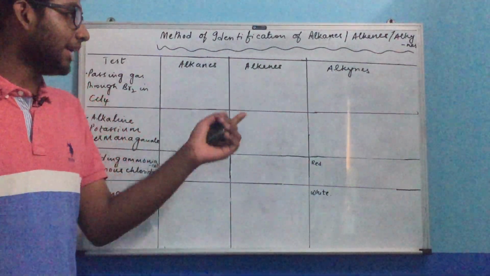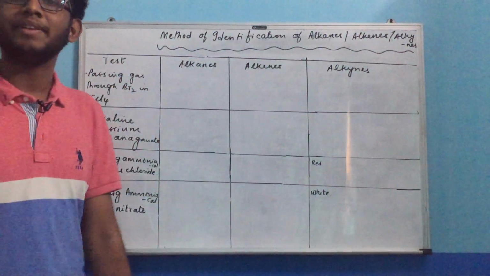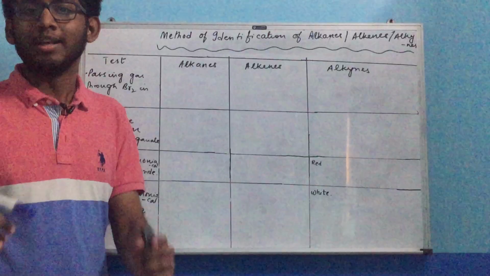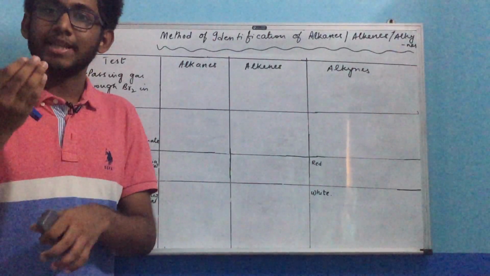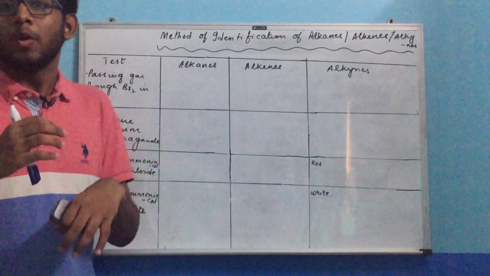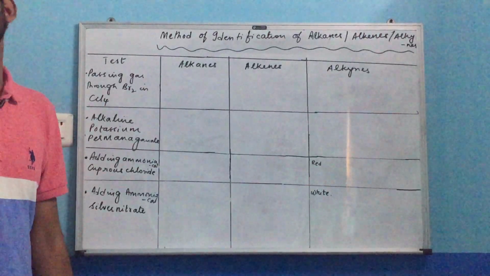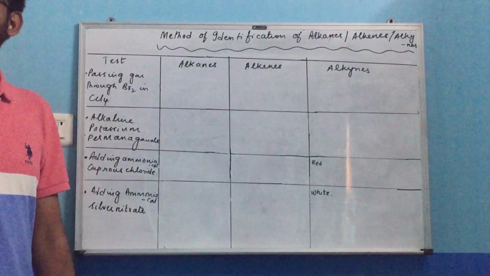So now let's do the next part, which says method of identification of an alkane, alkene and alkyne. There is a tabular column given at the end of this chapter on alkynes, where you will have various tests to differentiate between an alkane, alkene and alkyne.